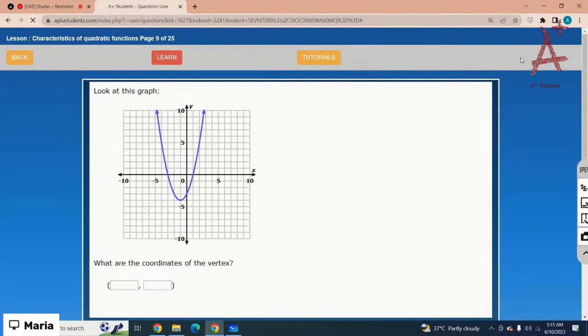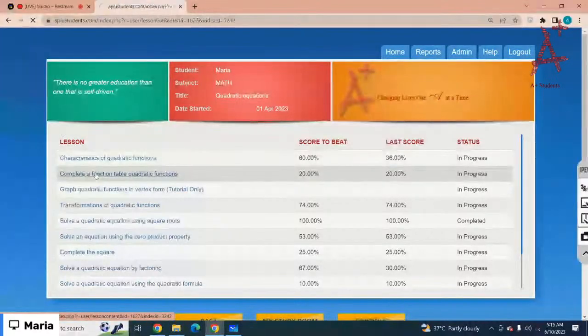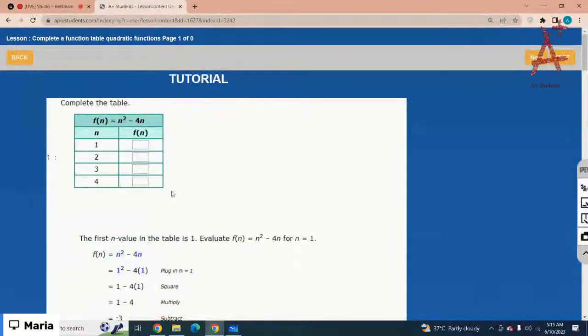Okay, you can complete the test by yourself later today. Let me just move on to the next lesson. The next lesson is complete a function table, quadratic functions. So let's just start with the first lesson.